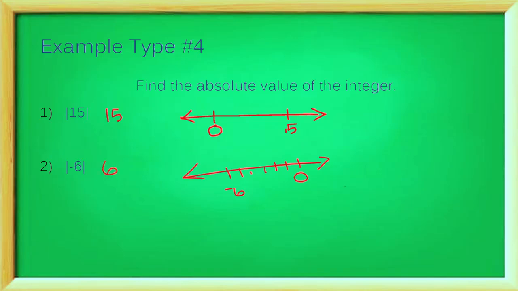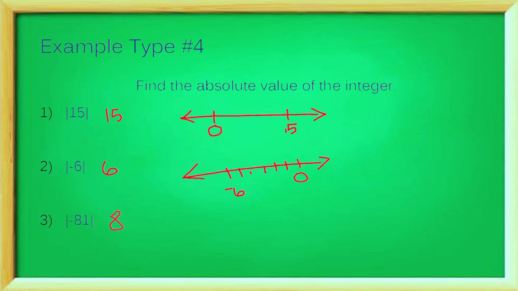I do want to point out that an absolute value can never be negative. It must always be positive, and that's because you can never measure a distance negatively. A distance has to be positive. To measure the distance from one space to another space must be a positive value. It can't be negative. The absolute value of -81 is going to be 81.